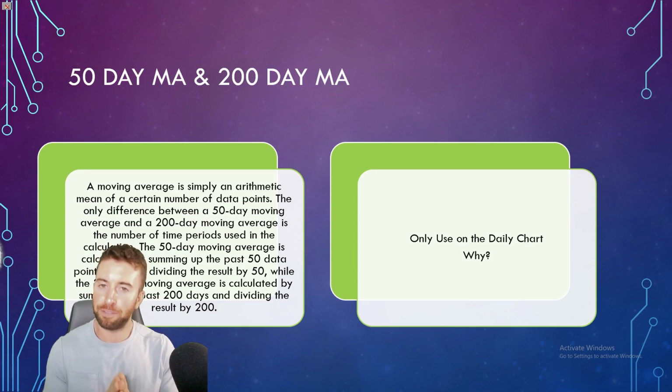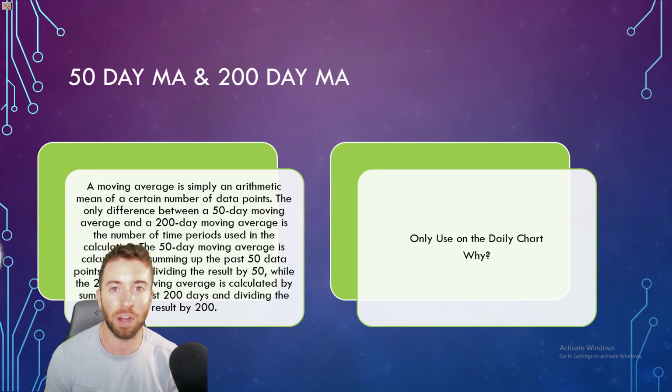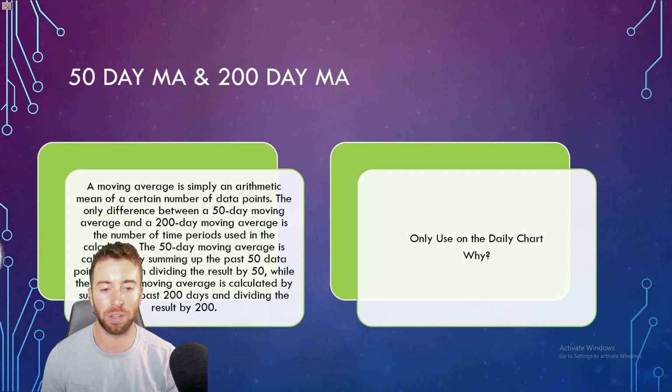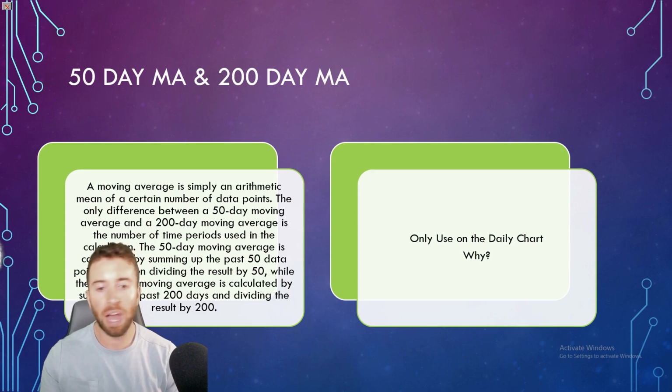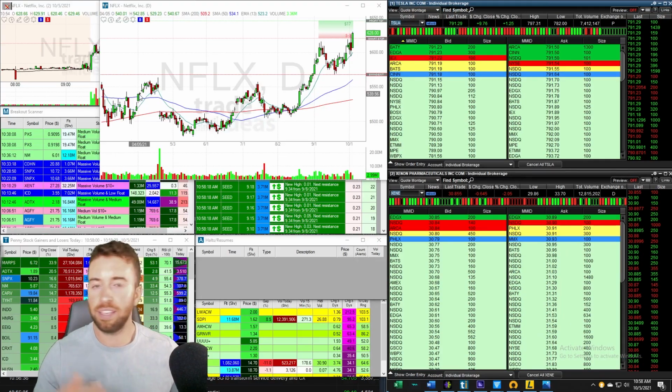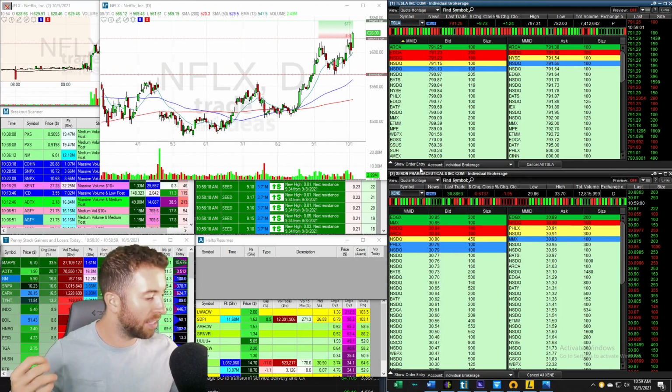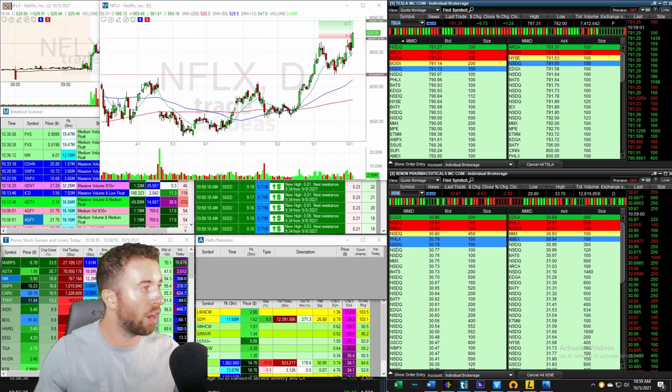Simply enough, the 50-day moving average is going to give us the price point of the stock over the last 50 days, and the 200-day moving average is going to show us over the last 200 days what has been the average point. So something I want you guys to understand right away is I only use these on the daily chart. Let's talk about why we use them and why we only use them on the daily chart, okay? First things first, why do we use them? Well, this is the standard. This is the textbook. This is what everyone always uses.